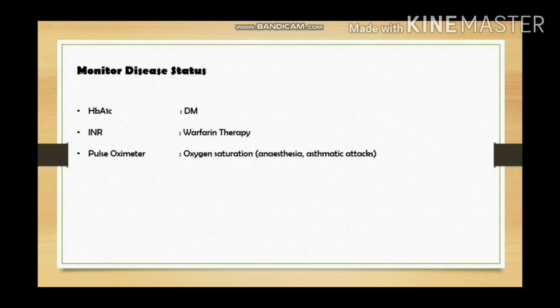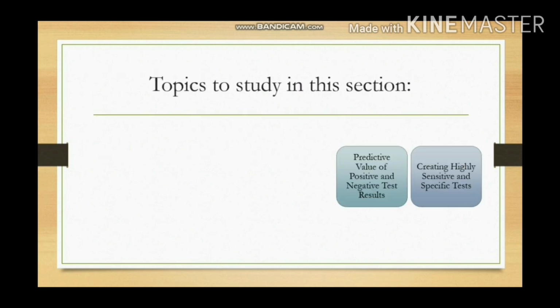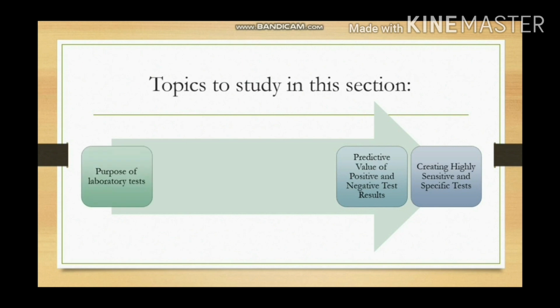The last purpose of lab tests we saw was to monitor disease status. Some of the examples here are hemoglobin A1C, which is used to evaluate long-term glycemic control in diabetic patients. INR is used to evaluate warfarin therapy in patients with thrombotic events like stroke or AMI. Pulse oximeter monitors arterial oxygen saturation, and can be used in hospital settings when the patient is under anesthesia. So that completes our first section, the purpose of laboratory tests.